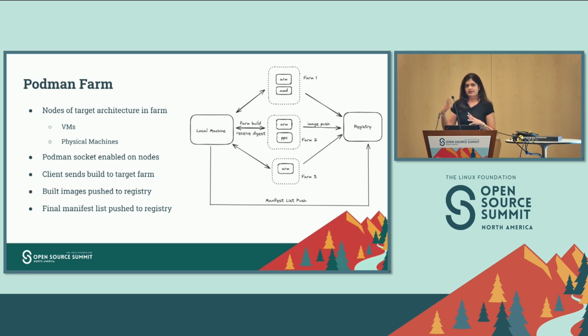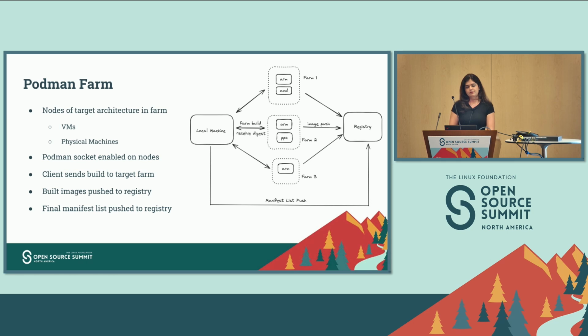Is there a way to automate that with just one command where a developer can easily do that? And that's what we thought of as Podman Farm. Podman has a Unix socket that you can connect to over SSH. So we thought, why not leverage that in a way that we have remote machines of different architectures that are running that Podman socket. I have my client machine.